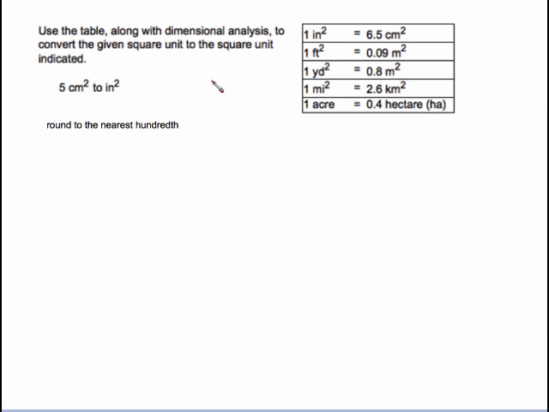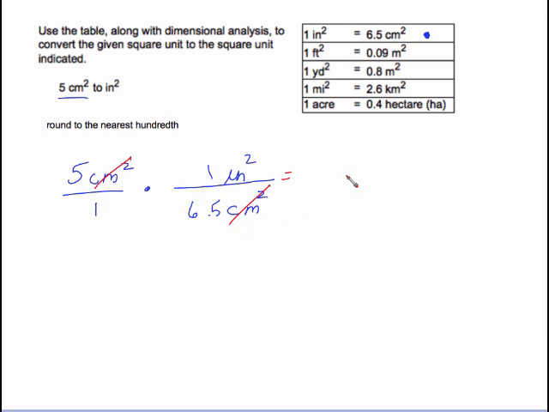So use the table along with your dimensional analysis to convert the given square unit to the square unit indicated. We have 5 centimeters squared, and we want to convert it to inches squared. We know we need to have centimeters squared on the bottom to get rid of it. We need to have inches squared on the top to introduce it. So look at your chart, and right there you have that 1 square inch is equal to 6.5 square centimeters. So when we multiply, the unit square centimeters disappears, and we're going to end up with the unit square inches.